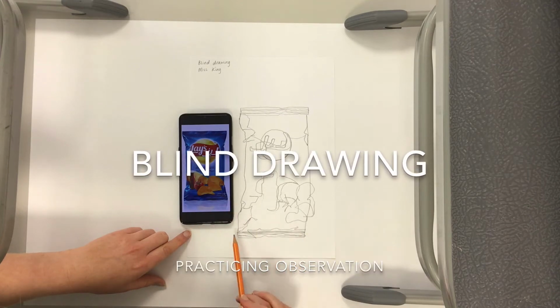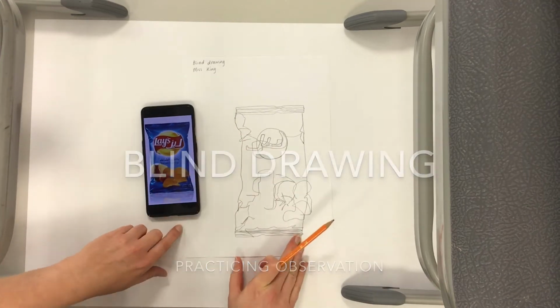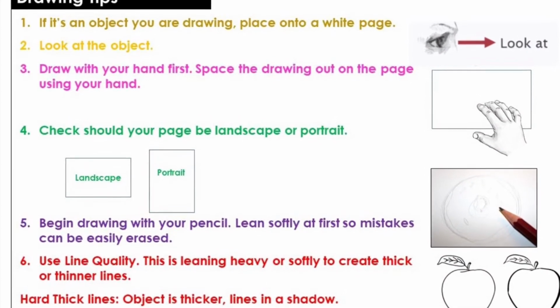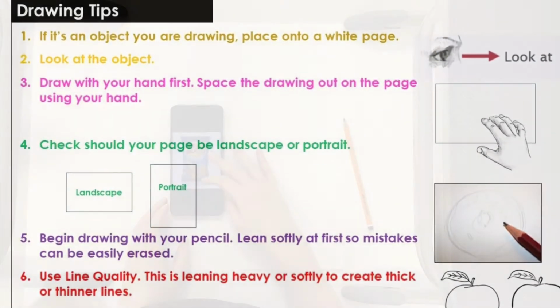Today we're looking at blind drawing. We're going to practice our observation. I've got some drawing tips to help you. Number one says, if it's an object you are drawing, place it onto a white page.